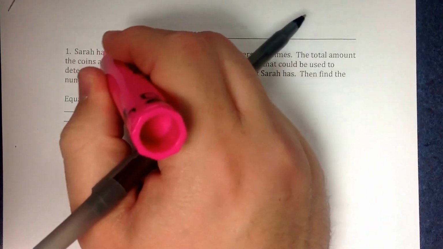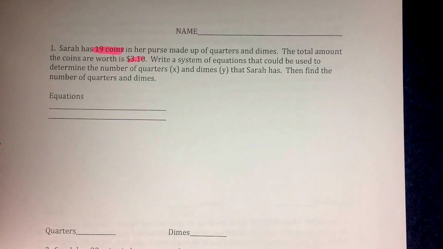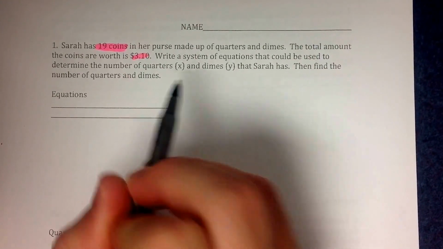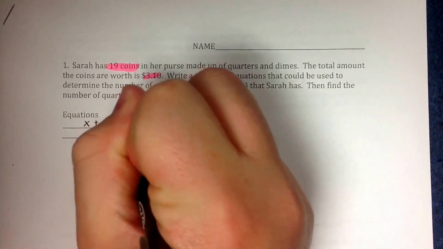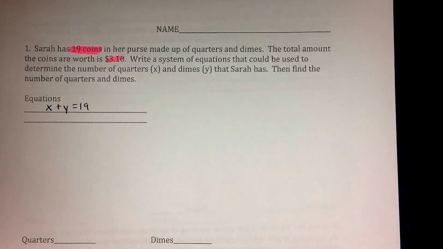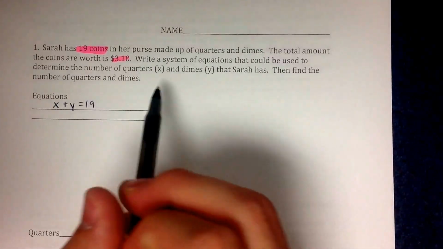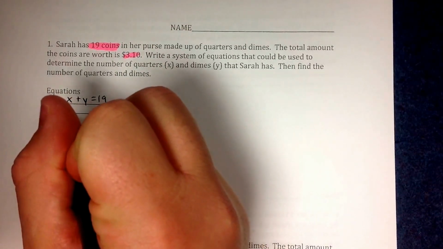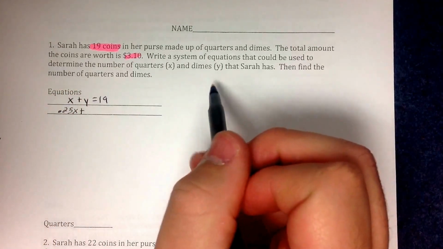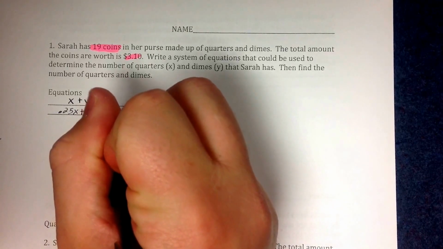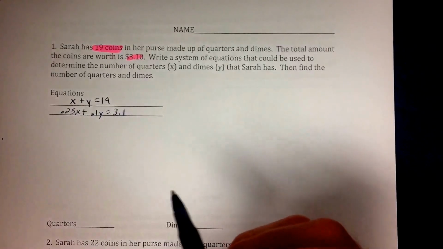So again, we got 19 coins and it's worth $3.10. So my two equations, x is the number of quarters, so I'm going to have x plus y, the number of dimes, equals 19. Now, the $3.10 comes from the total they're worth, so a quarter is worth 0.25, so I got 0.25x plus a dime's worth 10 cents or 0.1. If you want to put 0.10, you can. Equals $3.10.